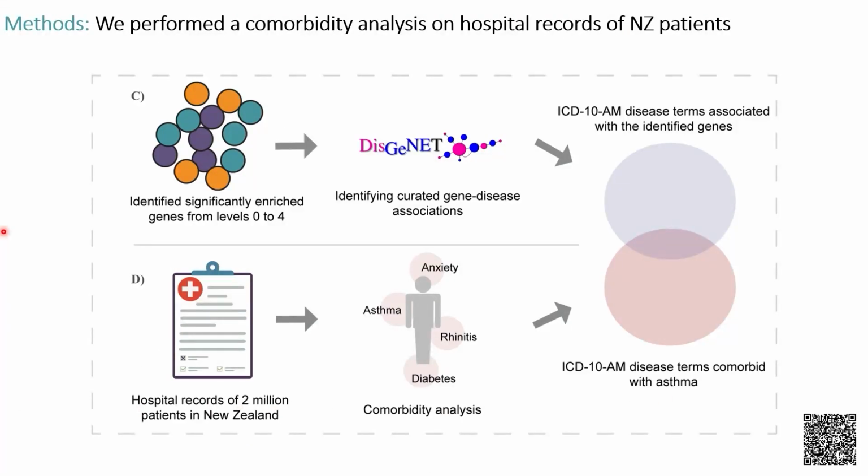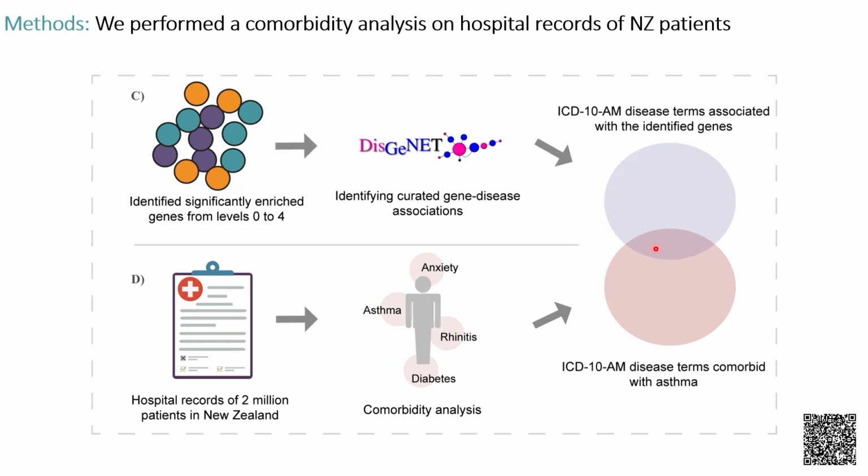We then wanted to exclusively identify the diseases which are observed comorbidities in the asthmatic population. And this was done by finding the diseases that are associated with our gene lists. At the same time, we used hospital records of 2 million patients in New Zealand and identified the comorbidities that are observed in the asthmatics.